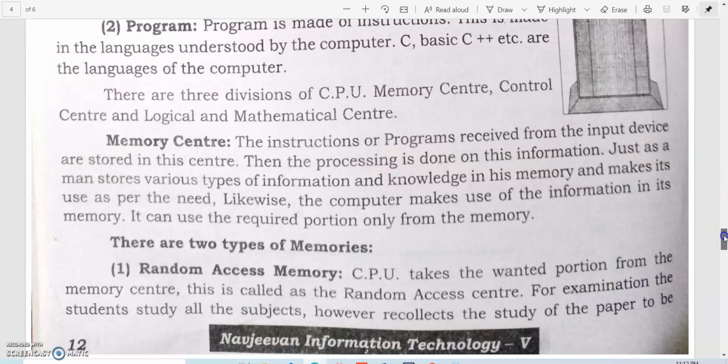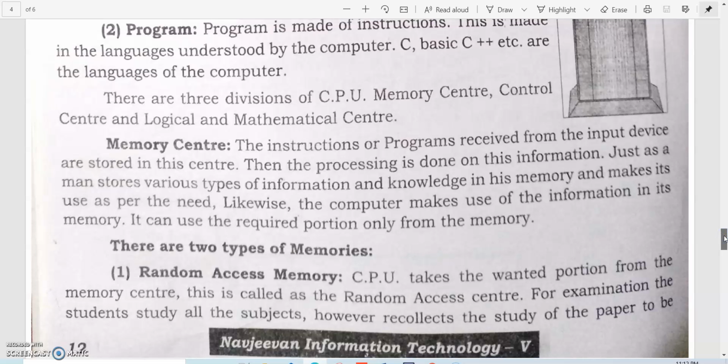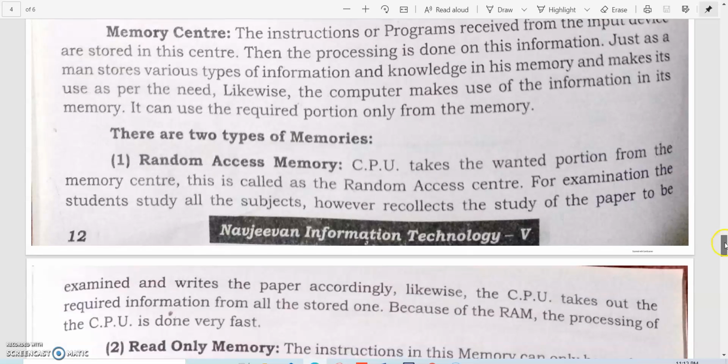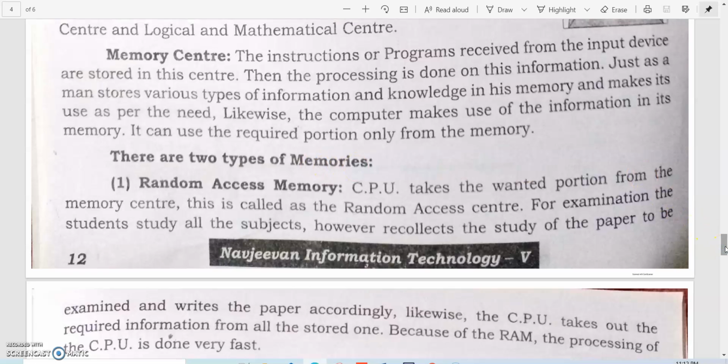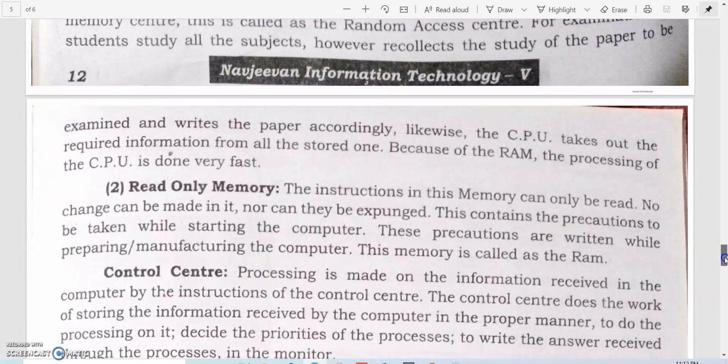Memory unit or memory center, we can say that the memory unit is used to store data. The main work of memory is to store and process the data. And there are two main types of memory. First is random access memory, and second one is read-only memory.